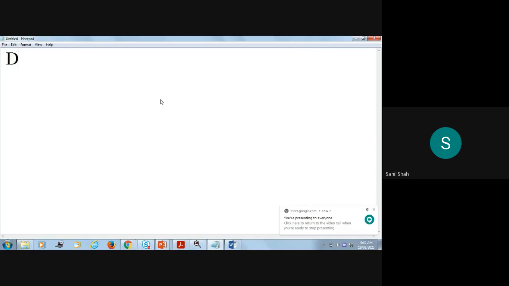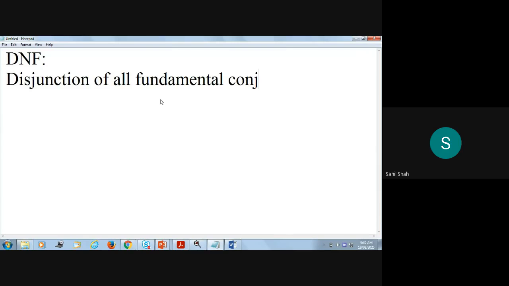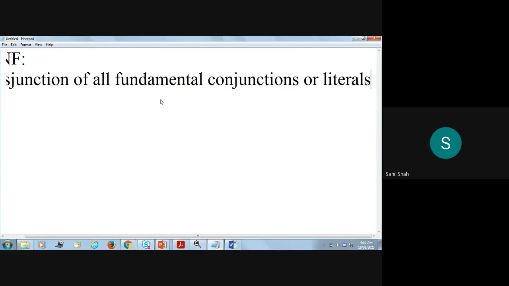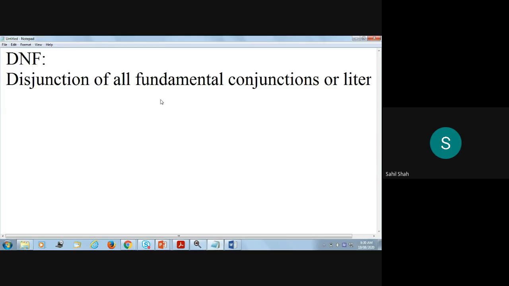So first of all, DNF stands for disjunctive normal form. Keep in mind, D for disjunction, NF normal form, disjunctive normal form. What is the definition of DNF? It is the disjunction of all fundamental conjunctions or literals.